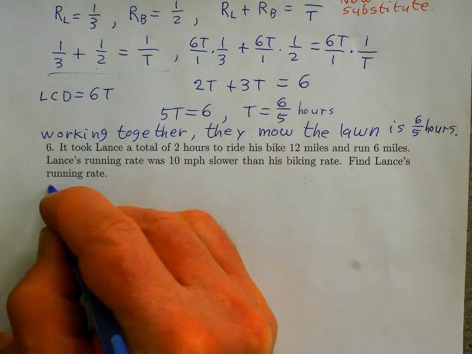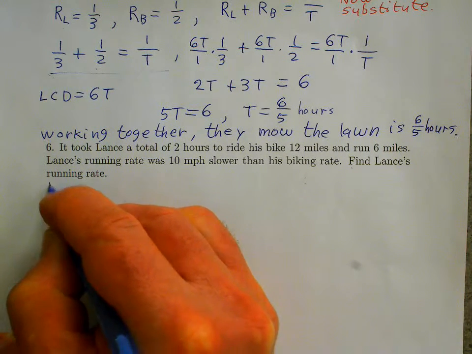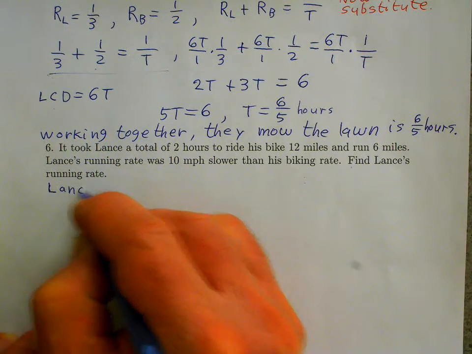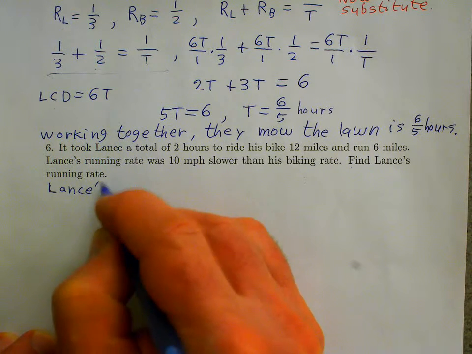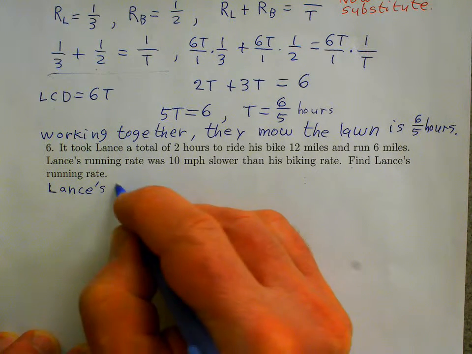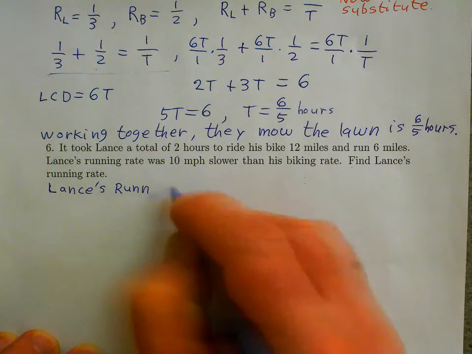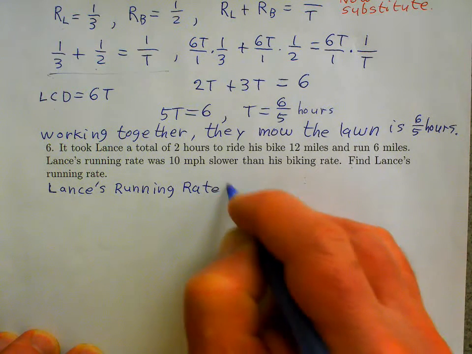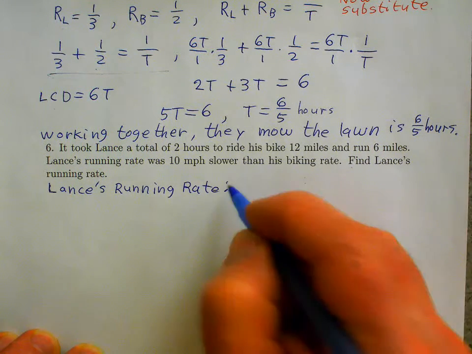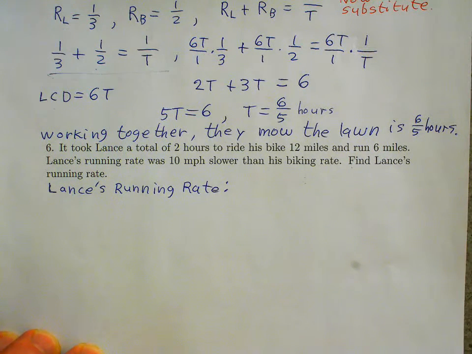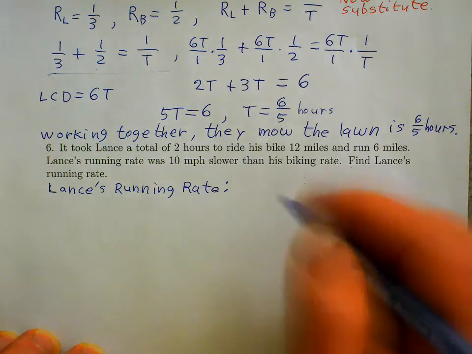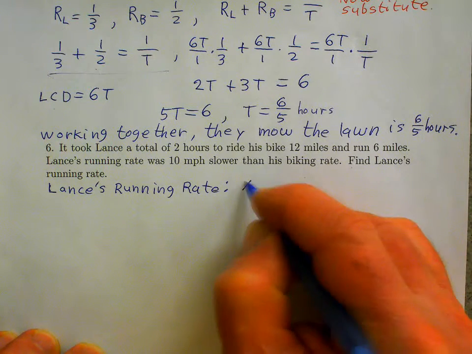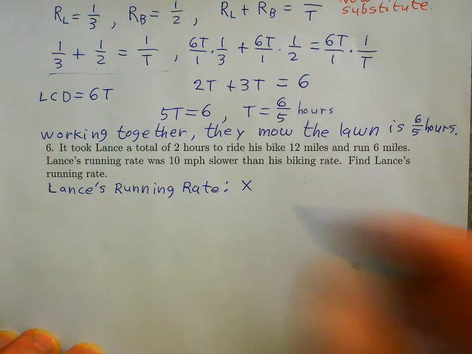Okay, so we'll assign a variable for Lance's running rate. That's what we're supposed to find. You can pick any letter you want to represent Lance's running rate. I'll just pick x miles per hour.